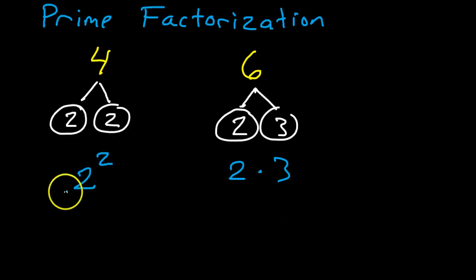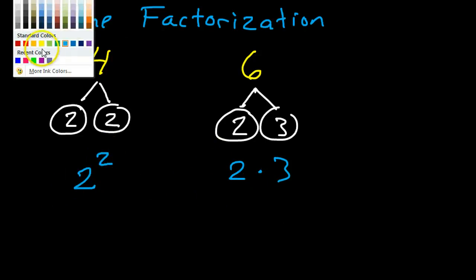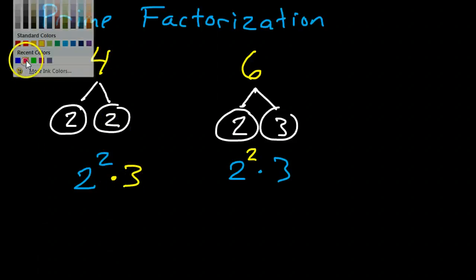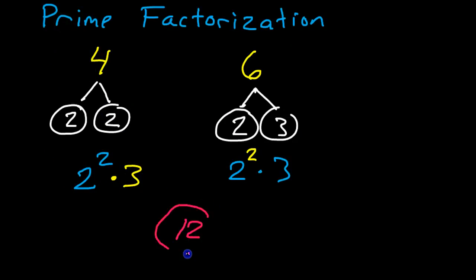Okay, so if you look at the prime factorization, if you want to make these the same, if you look at the 2's, you see this is 2 squared and this is just a 2. Alright, so if we want these to be the same, we'll make this a 2 squared as well. Then we look at the 3. This has a 3, this doesn't. So we'll have to give this one a 3. Now they're the same. So then you can look and see what we have. Well, 2 squared is 4 times 3 is 12. That's why the least common multiple is 12.